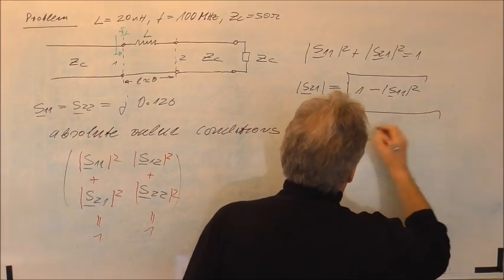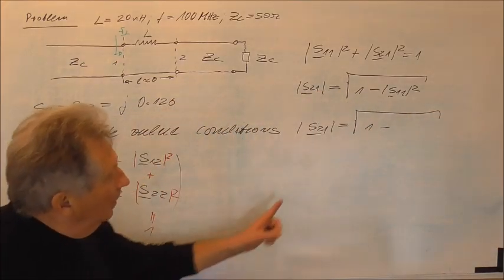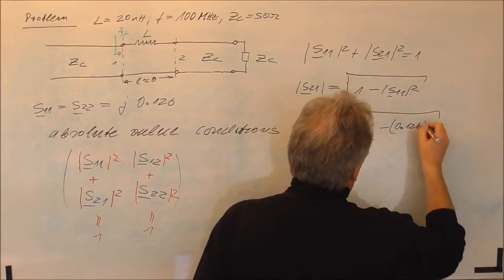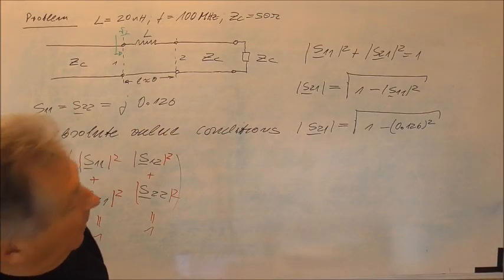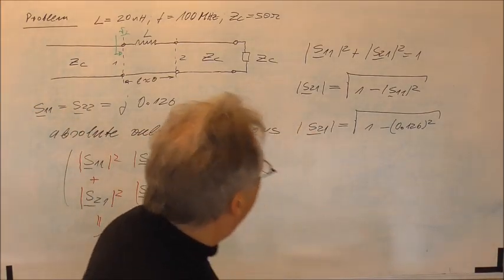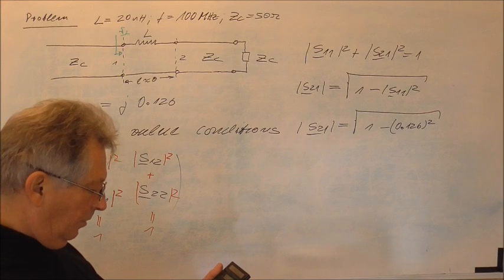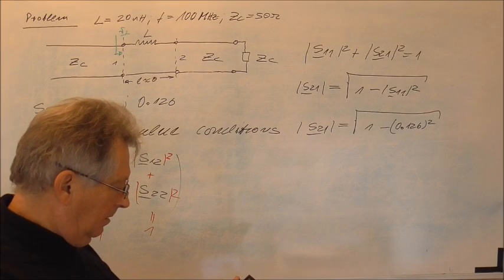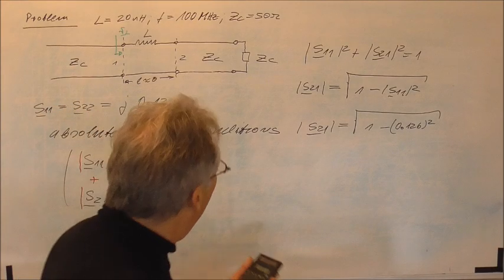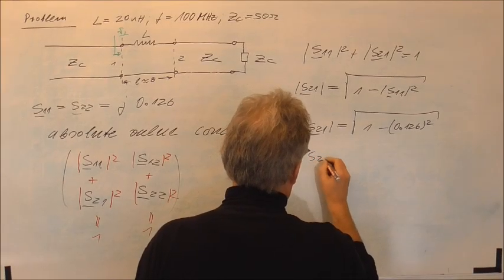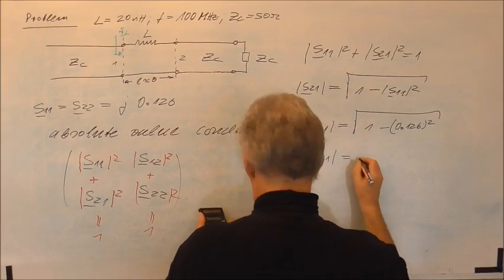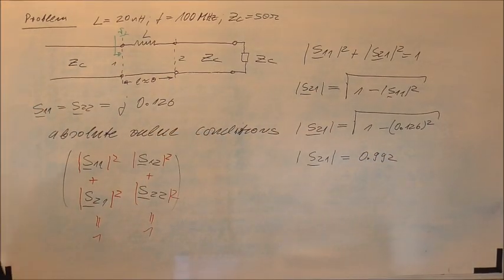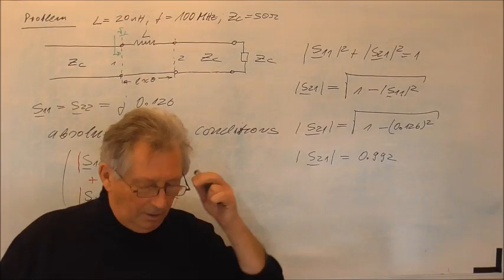It will be 1 minus 0.126 squared. And if you calculate this value, this is 1 minus 0.126 squared, and you take the square root, and then you will get that S21 is equal to 0.992. This will be the absolute value of S21.